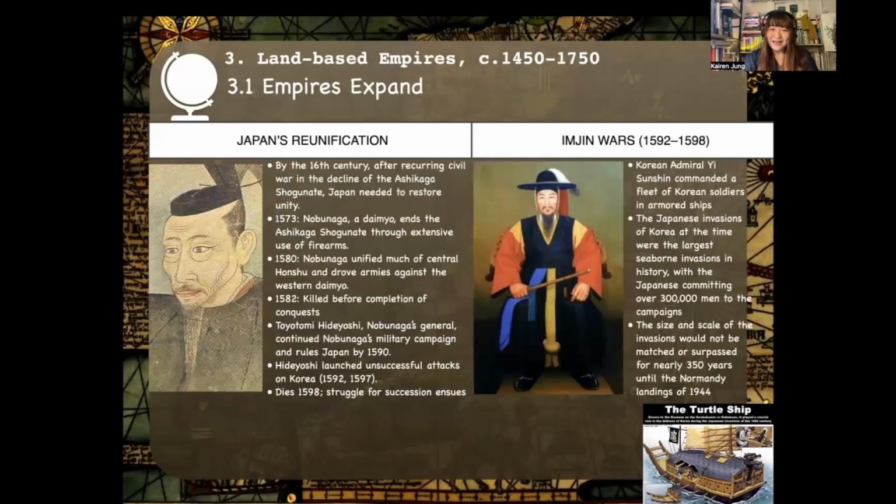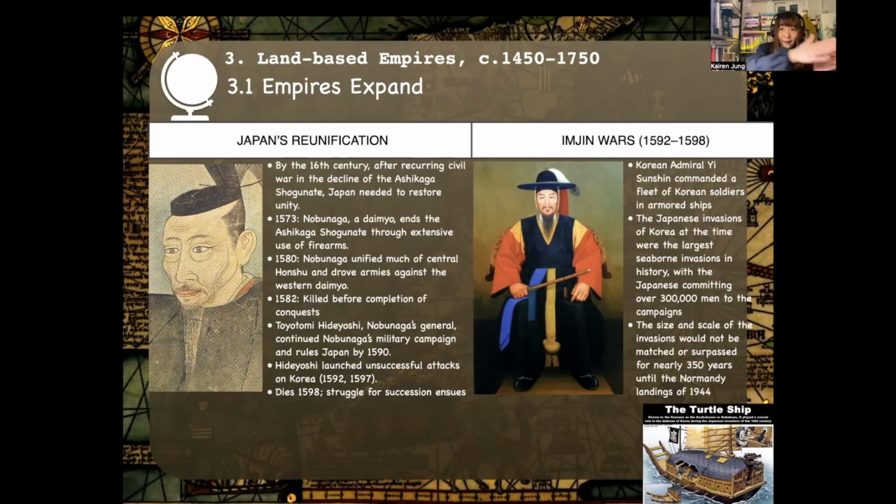Now, Japan at this time was constantly trying to expand, but it wasn't doing a very good job of it. By the 16th century, after a recurring civil war and the decline of the Ashikaga shogunate, Japan really needed to restore unity. And so in 1573, Nobunaga, who was a daimyo, ended the Ashikaga shogunate through extensive use of firearms.